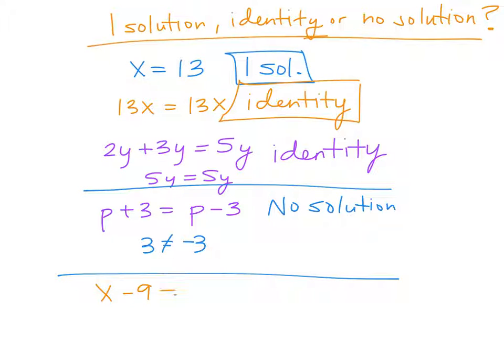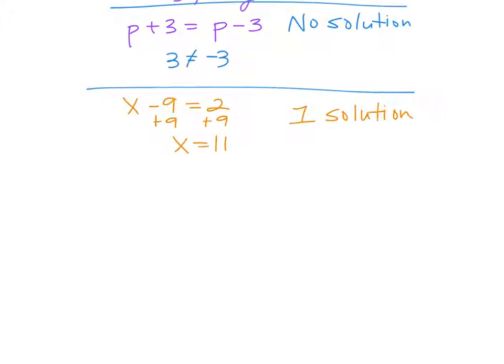Okay, what would this one get you? x minus 9 equals 2. That would get you one solution because you could solve it, right? Add 9, and it would say x equals 11. So that would get you one solution. Okay, does that make sense? Okay, let's solve a few.